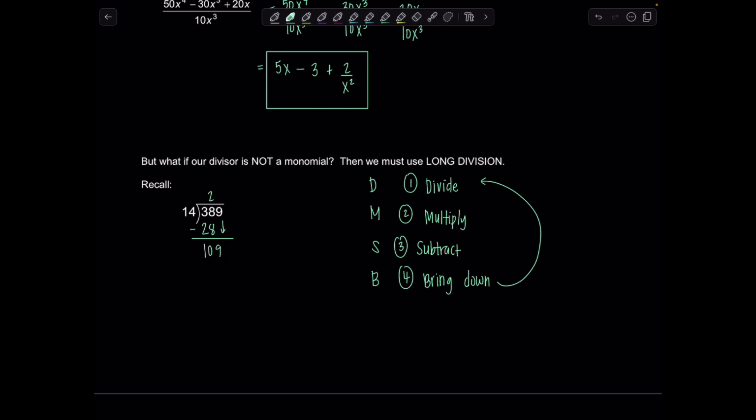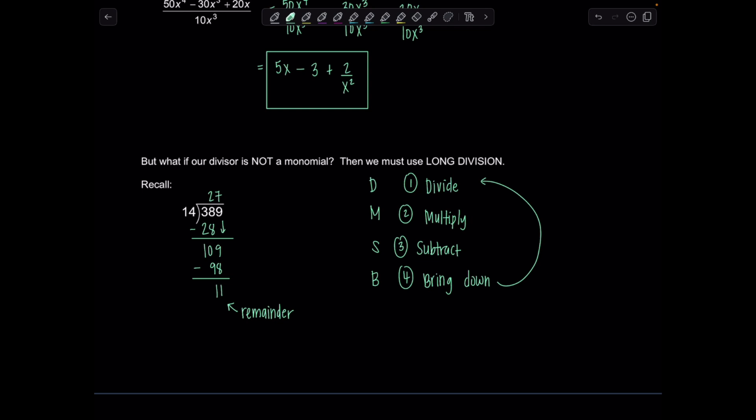Okay. Then you repeat the process. So does 14 go into 109? Yes. How many times? 7. So now I'm on step 2, I multiply. 14 times 7 is 98. I list that here. Step 3, I subtract. And there's nothing else to bring down, nor does 14 go into 11. So this is my remainder.